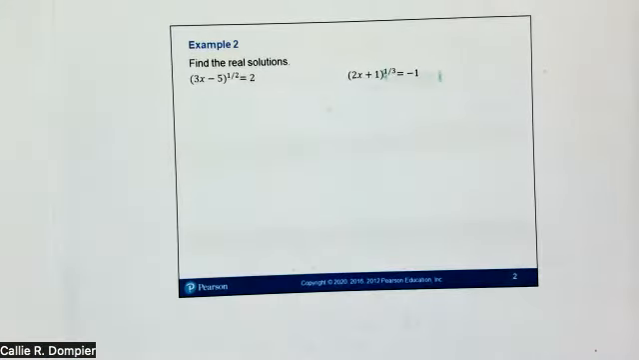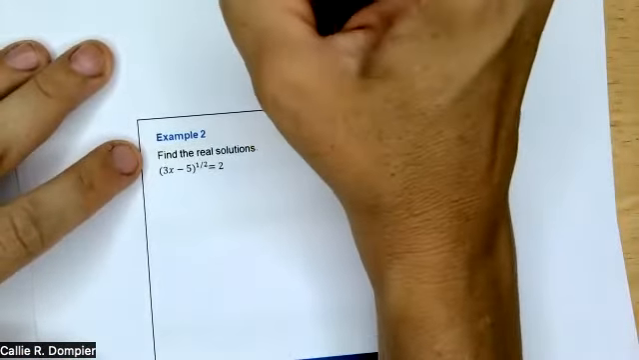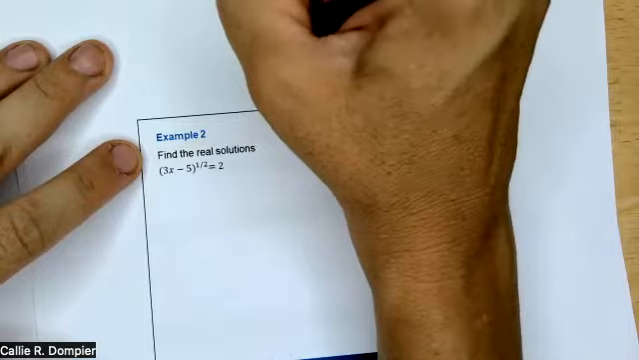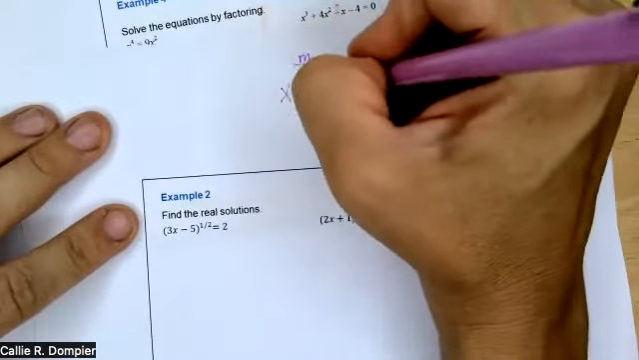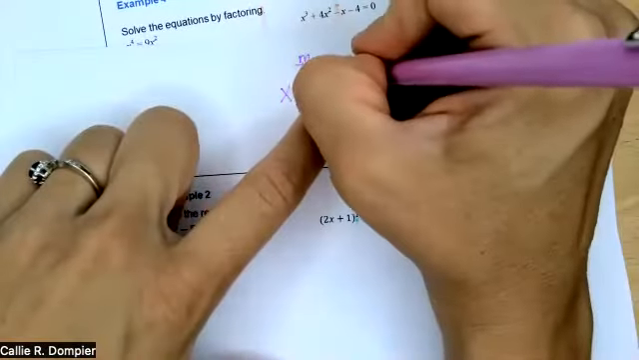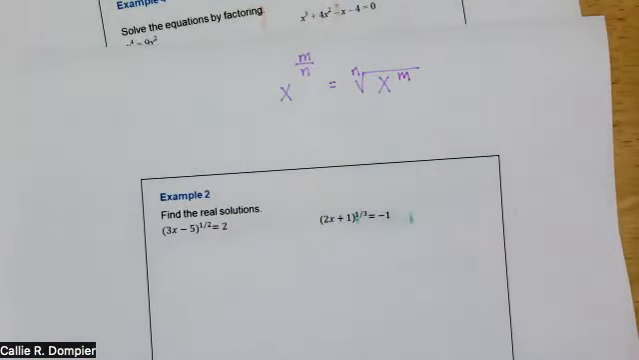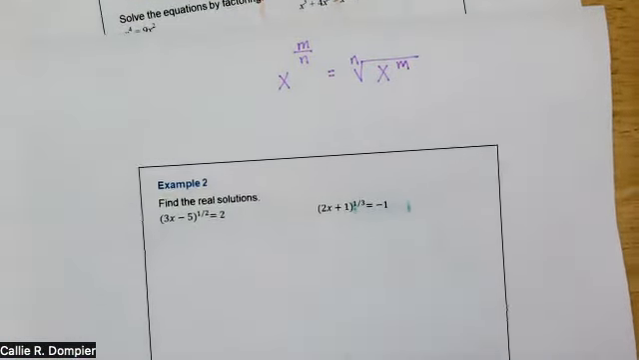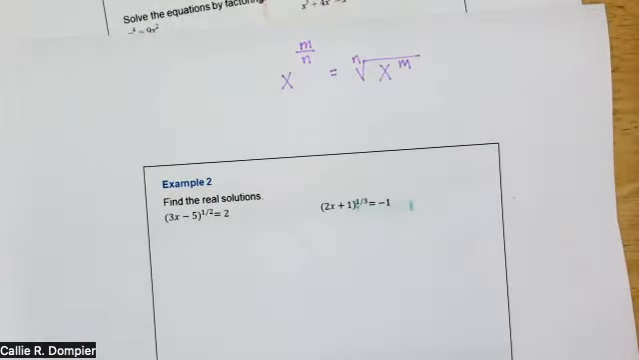All right, find the real solutions. Don't worry, we just did the hardest part. Okay, remember the rule for exponents. If I have x to the power of a fraction, m over n, I can rewrite that as the radical with index n of x to the power of m. The bottom of the fraction becomes my index, the top of my fraction becomes my exponent. Okay, so that's what I'm going to do immediately.